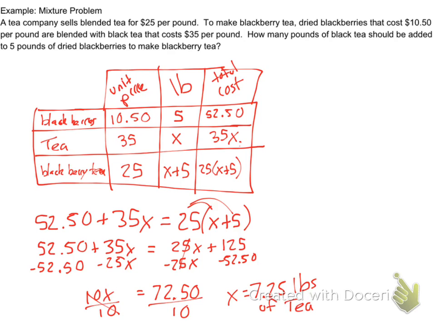Now wait a minute. Let's think about this problem. The prices, guys, going in are $10.50 and $35. The final price is $25. Let's think about this. Is 25 closer to 35 or is it closer to 10.50? It's closer to the 35. So, according to what we talked about on the last slide, which one should we use more of? If it's closer to the 35, we need to use more 35.